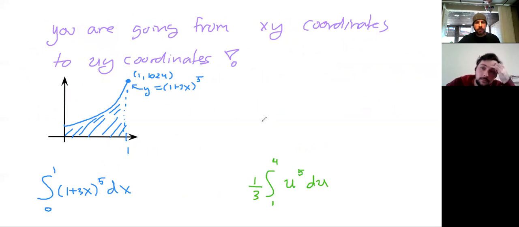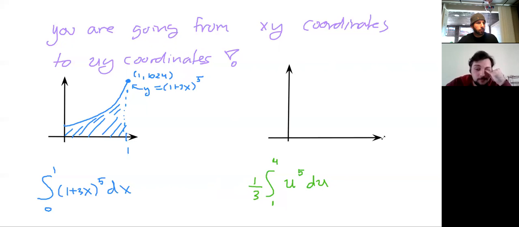Okay, so what is that in the other coordinate system? Well, basically we're saying that the two regions have the same area.